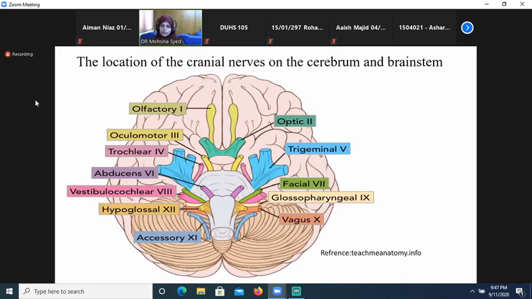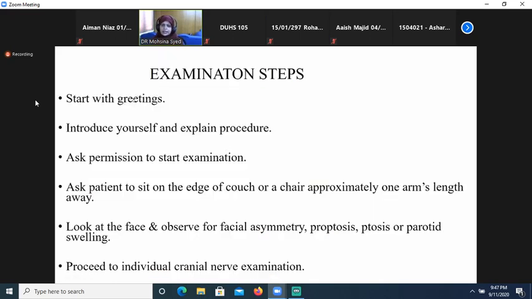Now the examination steps. First of all, you will start with the greeting. Whenever you do any examination, you always start with greeting. So first you greet and you introduce yourself, you ask the patient his name, and you explain the procedure, what you are going to perform. You tell them that you're going to perform this examination on them. You ask for the permission to start the examination.